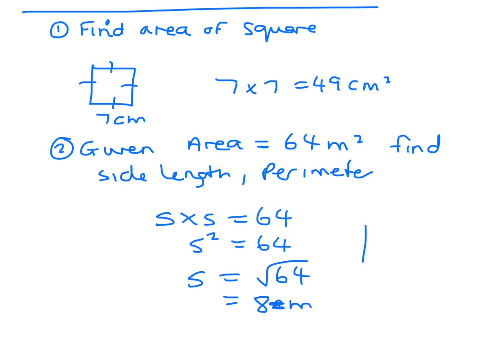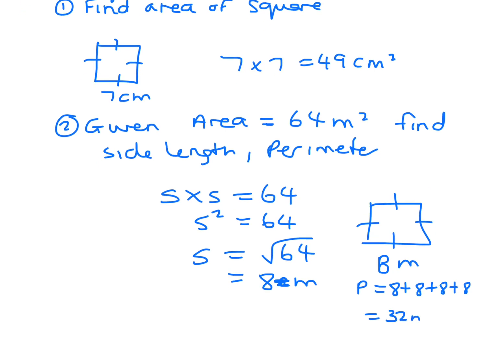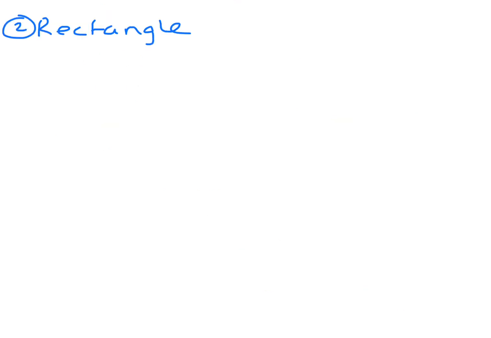And then if you wanted the perimeter, that is the distance around the outside. So if each of those was 8, the perimeter would be 8 plus 8 plus 8 plus 8, which is 32 meters. The second shape I just want to look at is your rectangle.